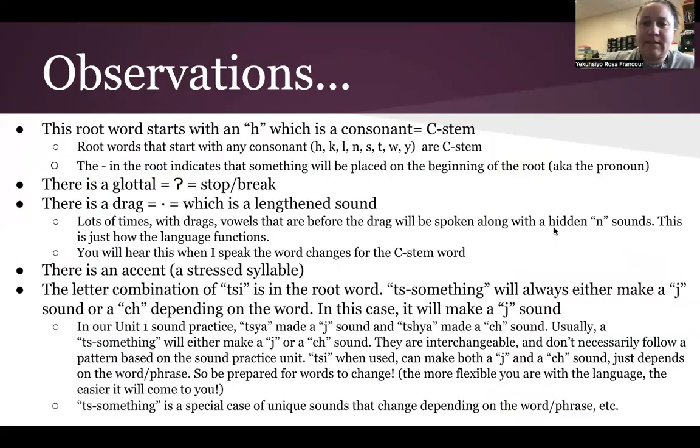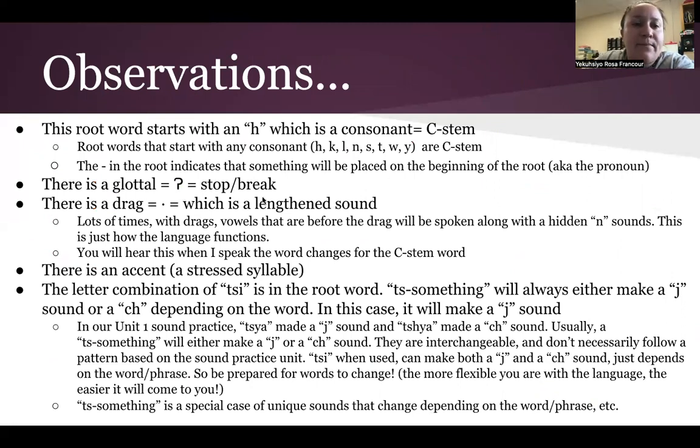All right, let's talk about what we see here. So observations: this root word starts with an H, and that is a consonant. That means it's the C stem, okay? Root words that start with any of the consonants that you see on the screen, they are automatically C stem. The dash in the root indicates that something is going to be placed at the beginning of a root, which will be the pronoun.